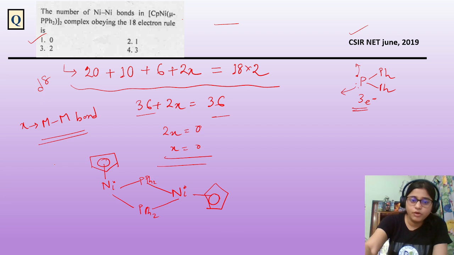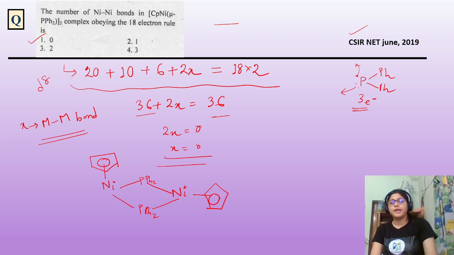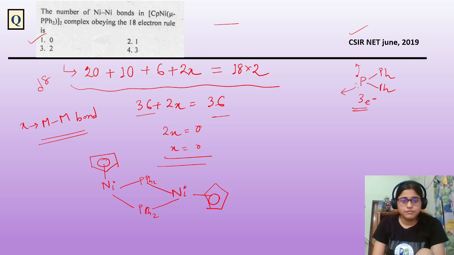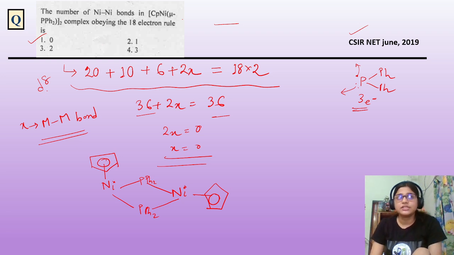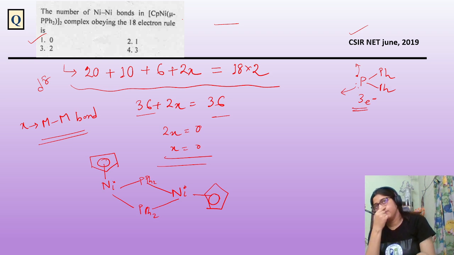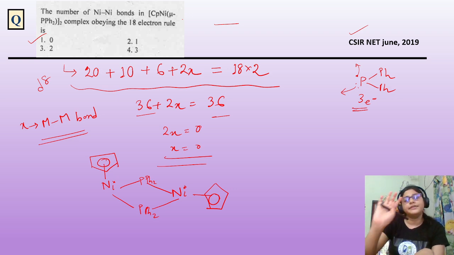Clear? Okay. So these kinds of questions can also be asked, where just the structures are given. Nothing is given asking you to calculate the metal-metal bonds. Only in the options the structures are given, and you have to pick the correct option. In that case also, metal-metal bond counting will be helpful through the 18 electron count.